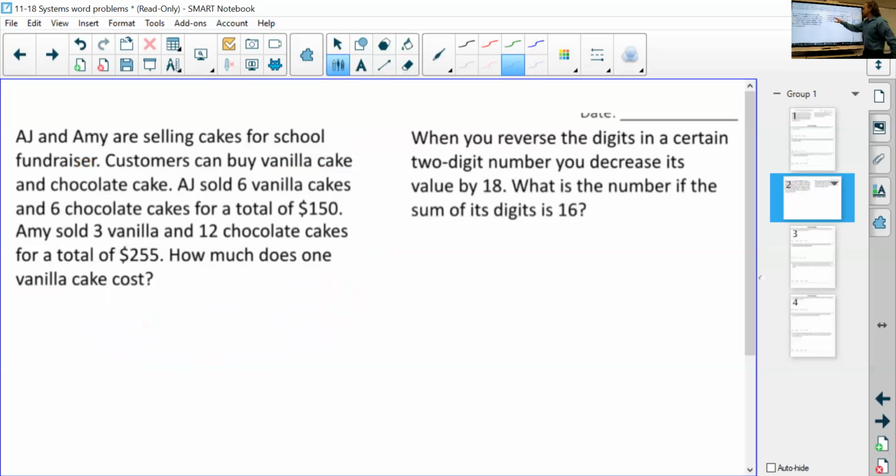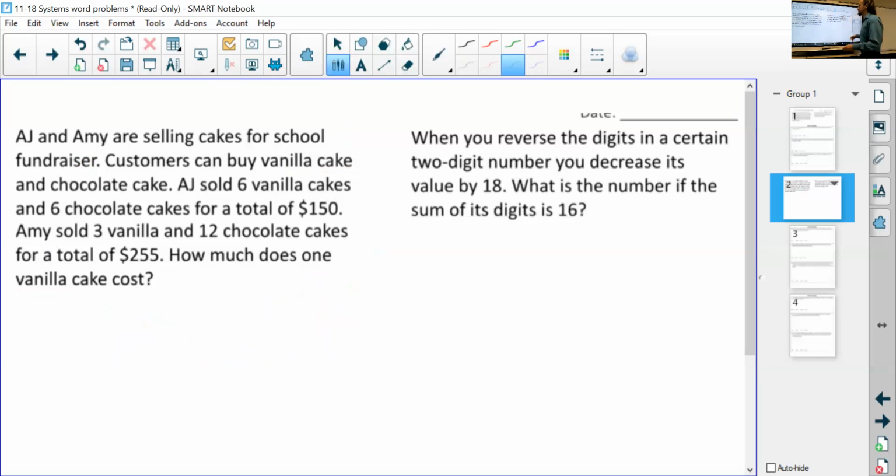So the second one: if you reverse the digits in a certain 2-digit number, you decrease its value by 18. What is the number if the sum of its digits is 16? So I would say pause the video right here. But think about this, because if you can write these two equations, you can do any of these. Because this is harder than any other thing on the paper. So if you can figure this one out, you should be super impressed with yourself. Just give it a pause. And now we'll go over how to do it.